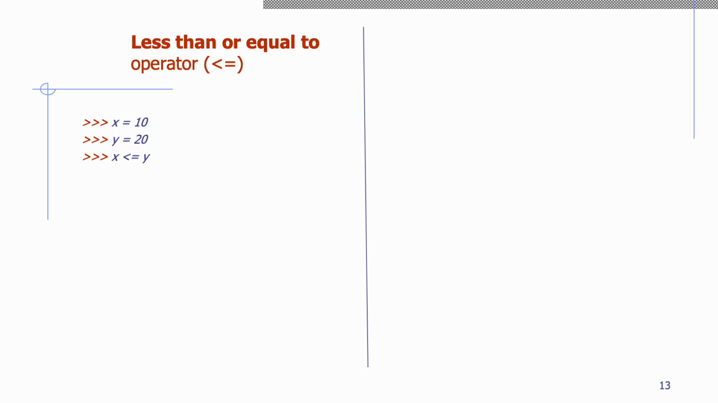Here let's have a look at less than or equal to operator examples. We have x is equal to 10, y is 20, and let's check if x is less than or equal to y, which is true, and y is less than or equal to x, it's going to be false. 30 is less than or equal to 30, it's going to be true.